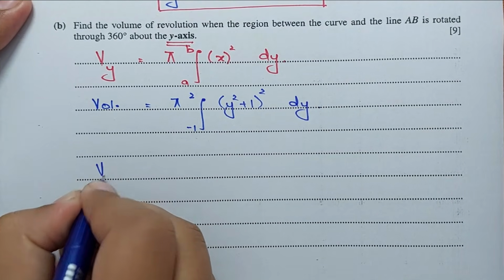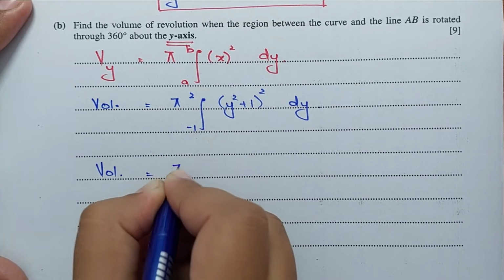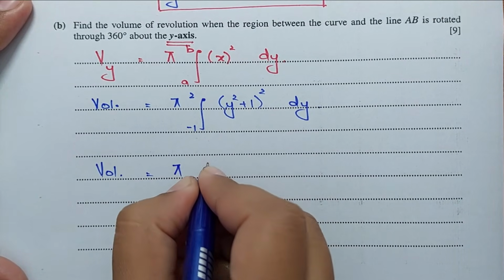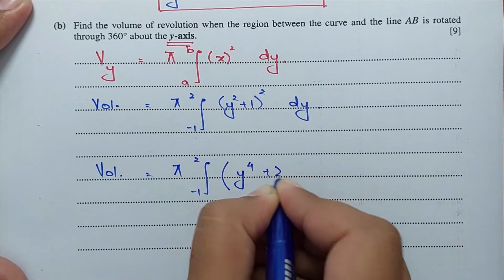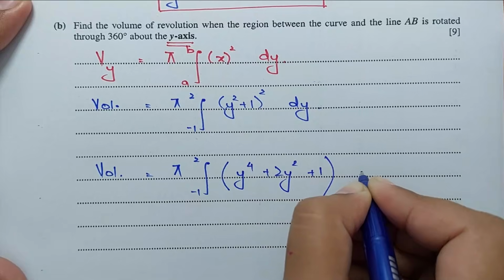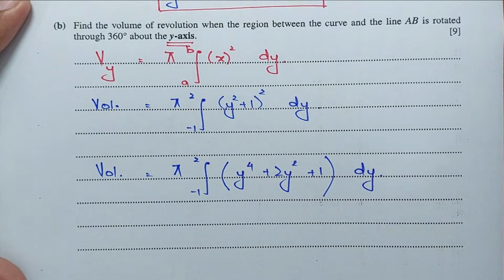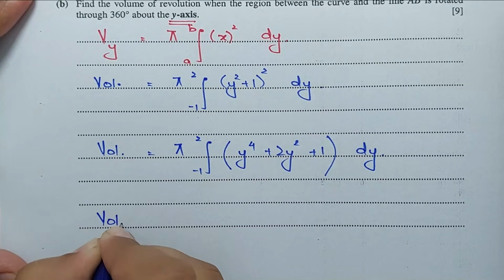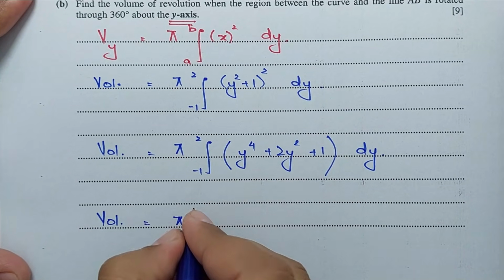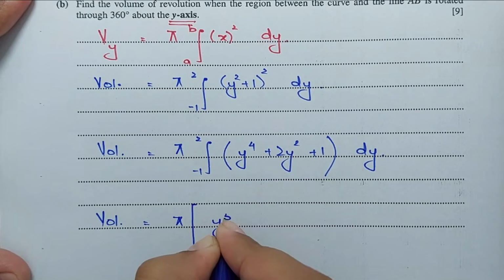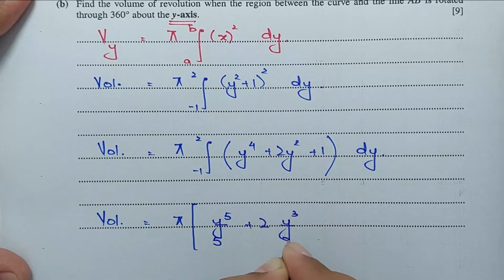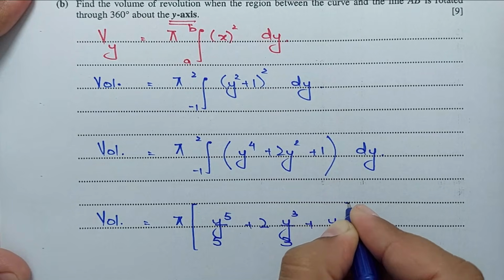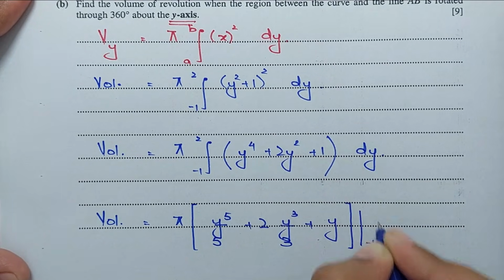Let me open the square, so the volume becomes pi, integration from -1 to 2, of y to the power 4 plus 2y square plus 1 dy. I opened the formula (a plus b) whole square, a square plus 2ab plus b square. Now the volume becomes pi, and its integration is y to the power 5 over 5 plus 2, a constant, y to the power 3 over 3 plus y, and the limits are from -1 to 2.